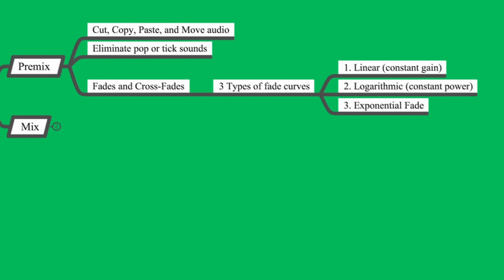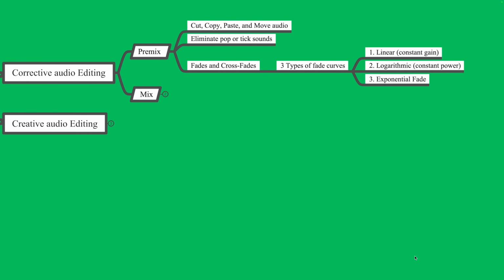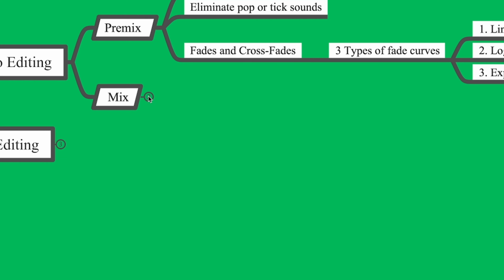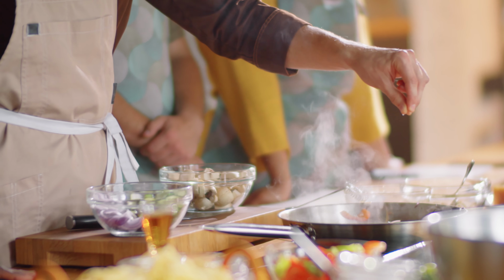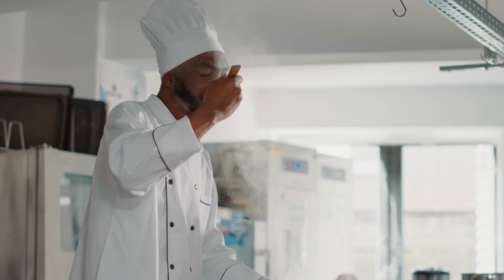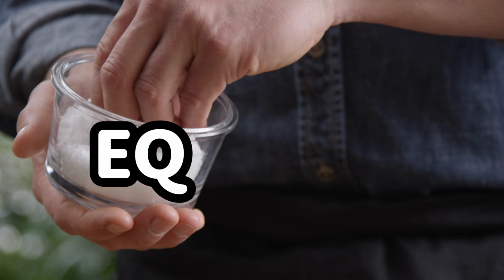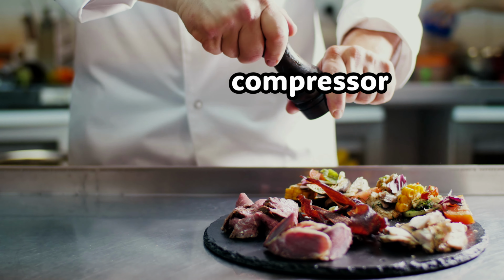So far, all the content we have covered falls under the premix process. Now is the time for the mixing process. The mixing step is where you add major effects like EQ or compressor. If we compare it to cooking, it's like putting all the ingredients together and tasting the flavor. EQ and compressor play the role of balancing, similar to salt and pepper.